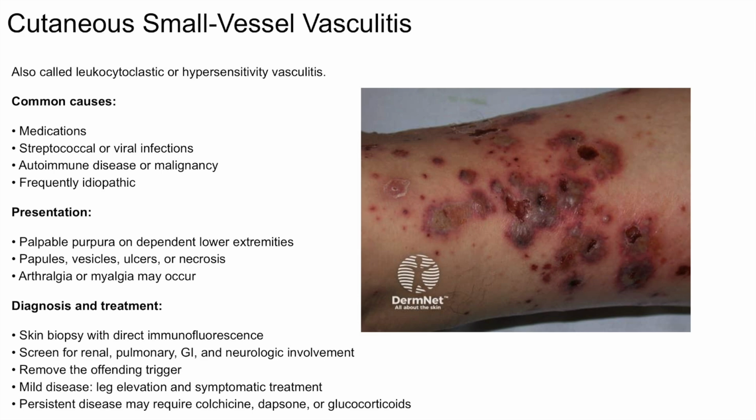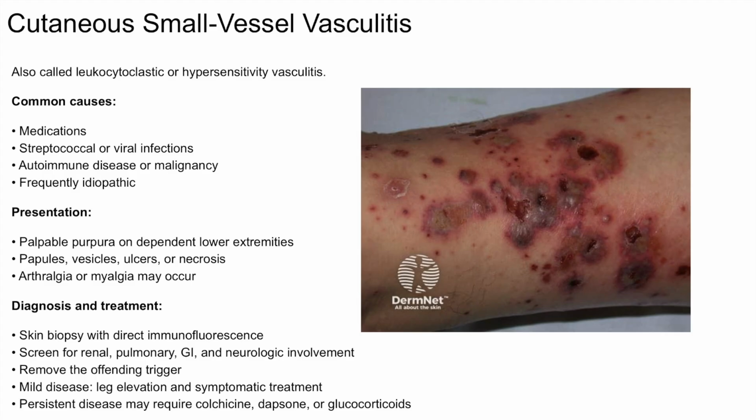Cutaneous small vessel vasculitis, also called leukocytoclastic or hypersensitivity vasculitis, is inflammation of small dermal vessels, often caused by immune complex deposition. Potential triggers include medications, streptococcal or viral infections, autoimmune disease, and malignancy, although many causes remain idiopathic. So the typical presentation is palpable purpura on dependent areas, especially the lower legs, because hydrostatic pressure promotes immune complex deposition there. Lesions can also appear as papules, vesicles, ulcers, or areas of necrosis, and arthralgia or myalgia may accompany the rash.